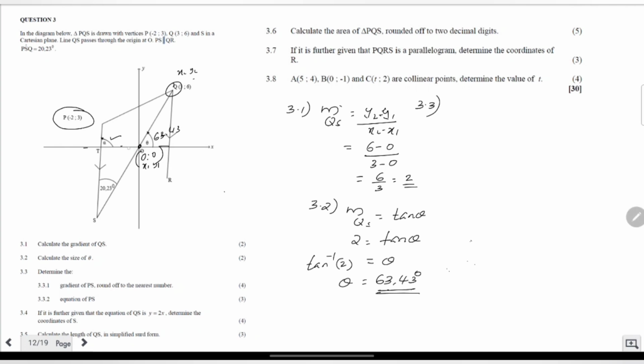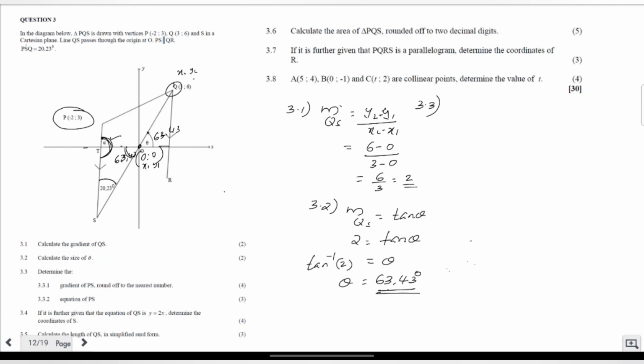63.43. Then vertically opposite this also 63.43, isn't it? Vertically opposite. Now look at this triangle TOS. What is this alpha? Alpha is the sum of these two angles, the exterior angle. Or find the third angle, then using angle on a straight line we can find alpha. So once alpha is available, we can find the gradient.